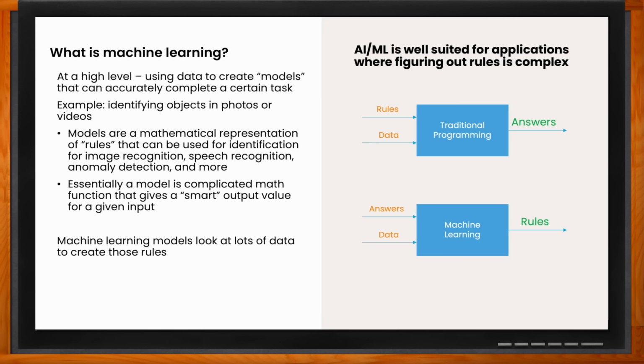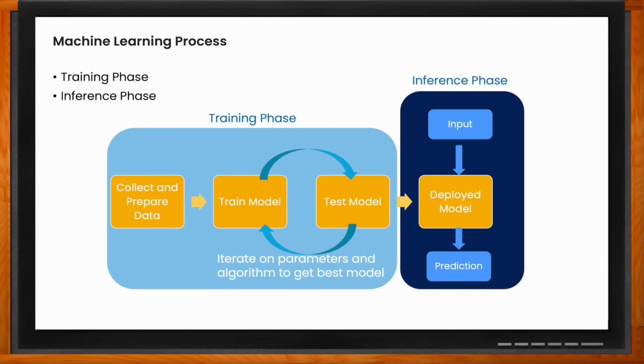by kind of guessing and checking over millions of times to figure out what the correct answer is. So, Michael, there's a training phase and an inference phase, right? Exactly. So there are two different types of phases.